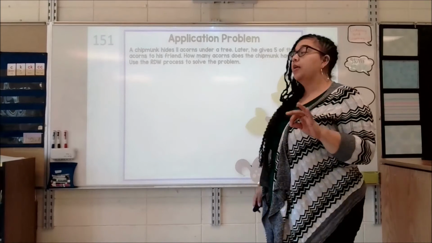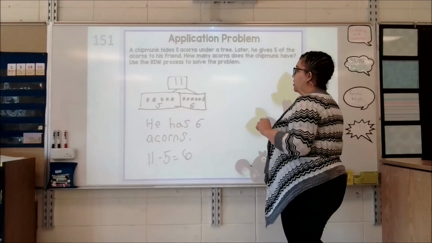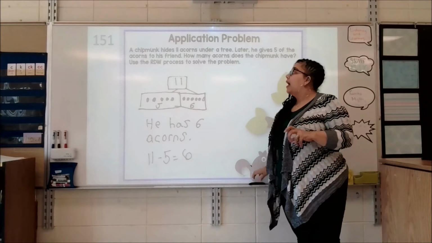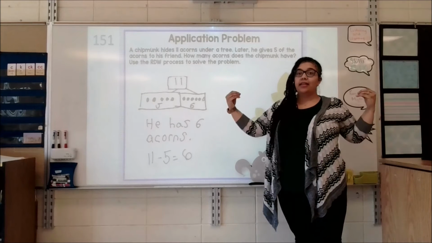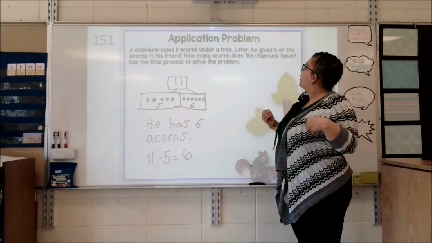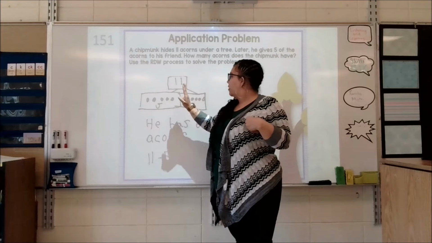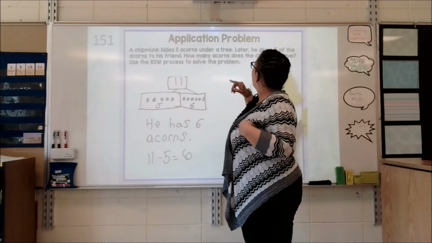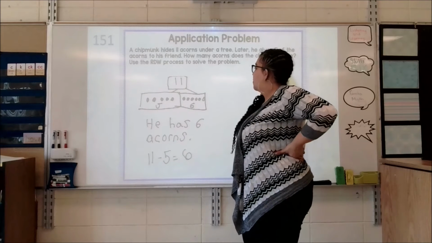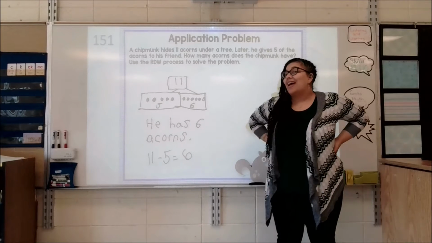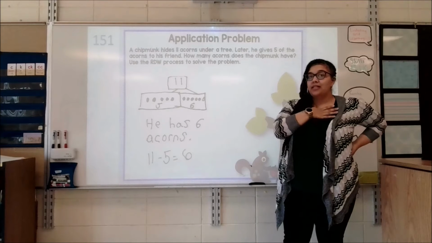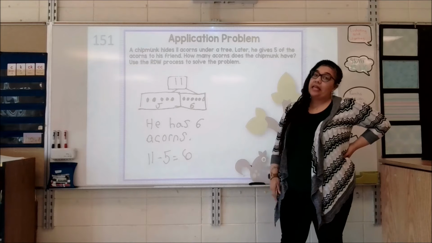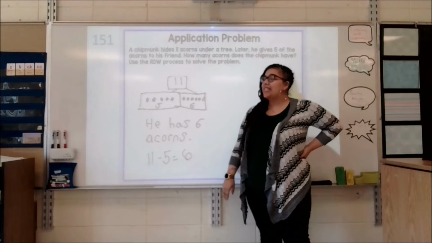Okay, good job. So this is what I did to solve the problem. I drew the 11 that I knew. Then I marked off the 5 that I gave to my friend, and I found that I had 6 left over. Or I guess he had 6. So he has 6 acorns.